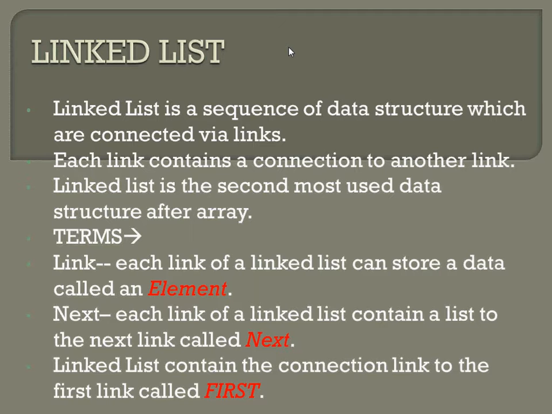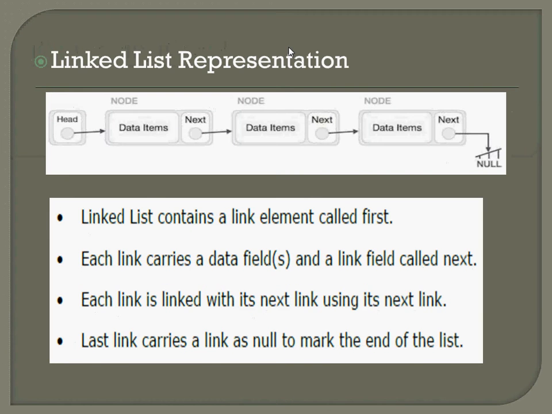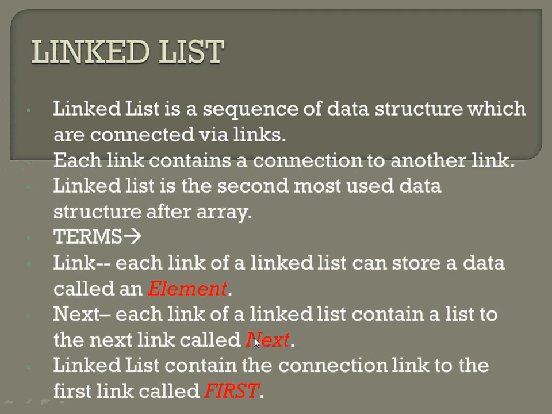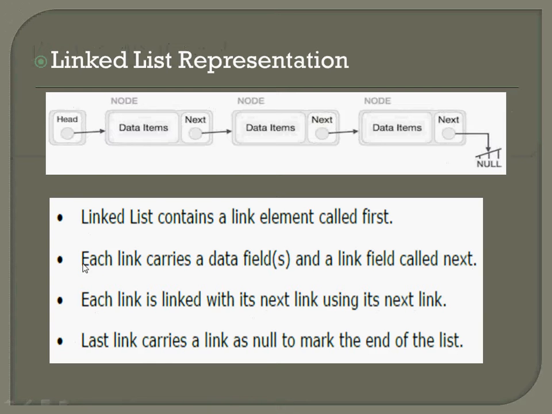What are the terms? Each element of a linked list can store a data element called an element. Next means each link of a linked list contains a link to the next link, called next, and a linked list contains the connection link to the first link, called first. So here we must know what is meant by element, next, and first. This is the element, the data item element.